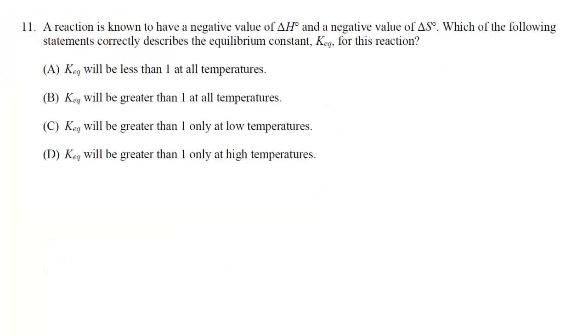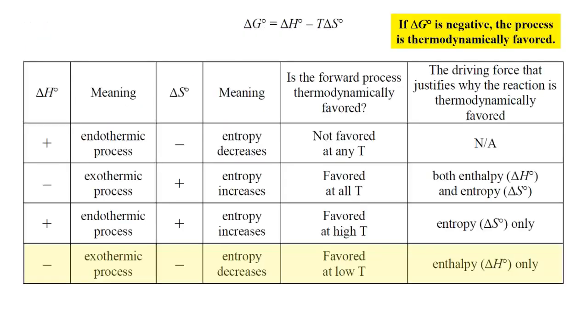All right, now let's take a look at question 11. In question 11, it says a reaction is known to have a negative value of delta H and a negative value of delta S. And the question asks, which of the following statements correctly describes the equilibrium constant, Keq, for this reaction? Now, back to this particular slide that I had mentioned earlier, we have a negative delta H and a negative delta S. So will this reaction be favored at all temperatures, high temperatures, or low temperatures?